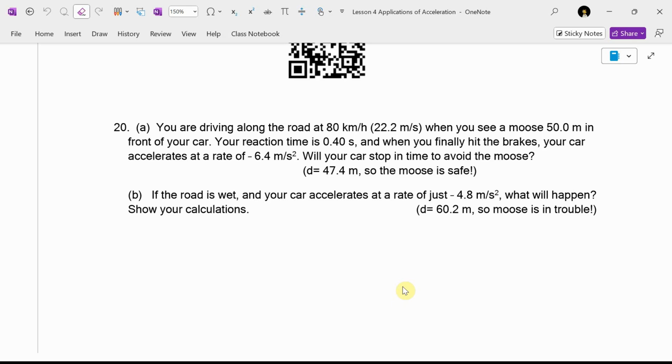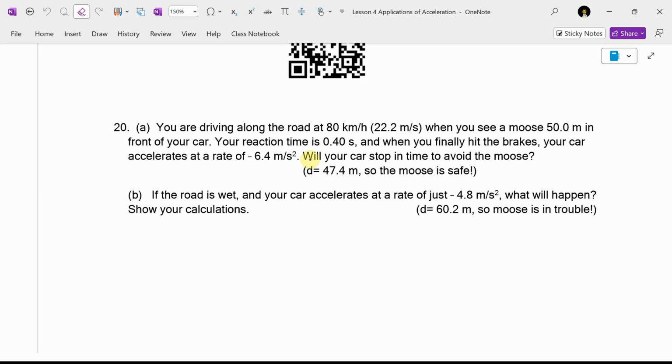It says you're driving along a road at 80 kilometers per hour. I did the conversion. I divided by 3.6, so there's the 22.2 meters per second. When you see a moose 50 meters in front of your car, your reaction time is 0.4 seconds, and when you finally hit the brakes, your car accelerates at a rate of negative 6.4 meters per second squared. What's the negative telling me? Why is the acceleration negative? I'm slowing down, okay? Will your car stop in time to avoid the moose?